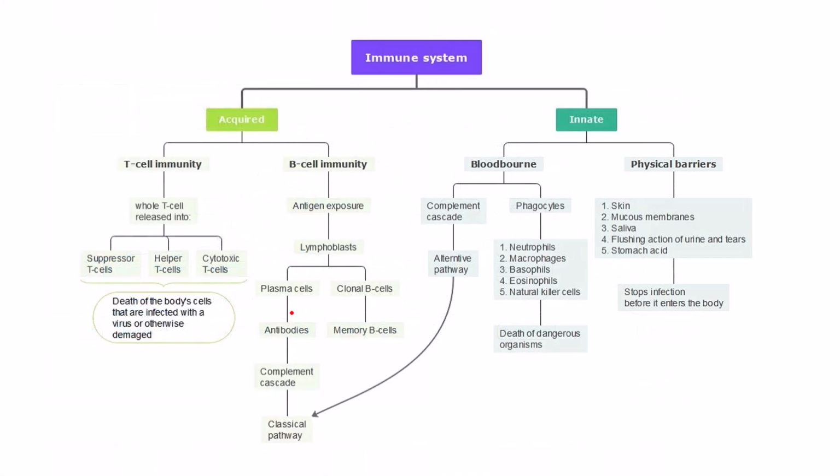One more thing I want to tell you. So that was a beginner's concept map. Now let's go towards a little bit advanced one. Now this is the immune system, acquired and innate immunity. So in innate immunity, the physical barriers we have already talked about: skin, mucous membrane, saliva, flushing action of urine and tears, stomach acid. These all stop infection before it enters the body.